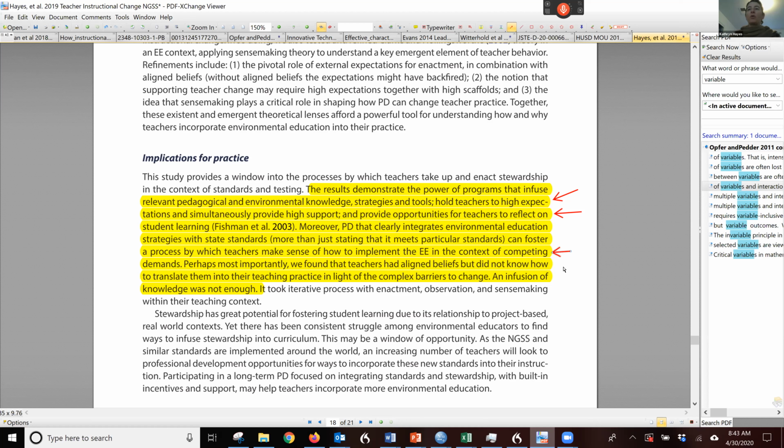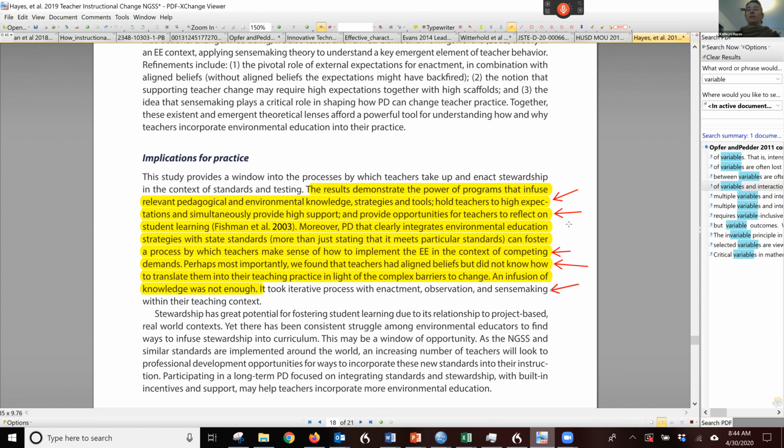And then I call it most importantly, we found that teachers had aligned beliefs, but did not know how to translate them into their teaching practice in light of the complex barriers to change, okay? And then I talk about what it means that we need enactment of observation sense making. And I go on, right? But basically, this is the idea that I want someone who's an environmental educator or a professional development provider to have some advice to take up from this study in my implications. All right. So you can use what folks write in your example dissertation as an example. You can use this as an example. You could use another published article as an example.